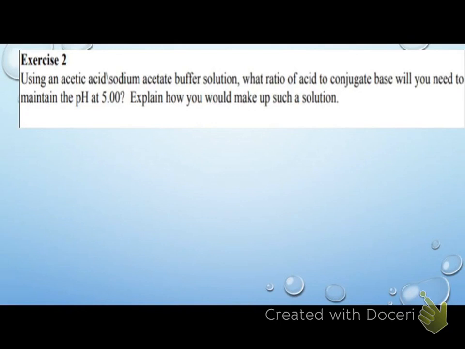So using acetic acid and sodium acetate buffer solution, what ratio of acid to base will you need to maintain a pH at 5? Explain how you would make such a solution. So we want our hydrogen concentration, if we're looking for a pH of 5, to be around 10 to the negative 5th, right?